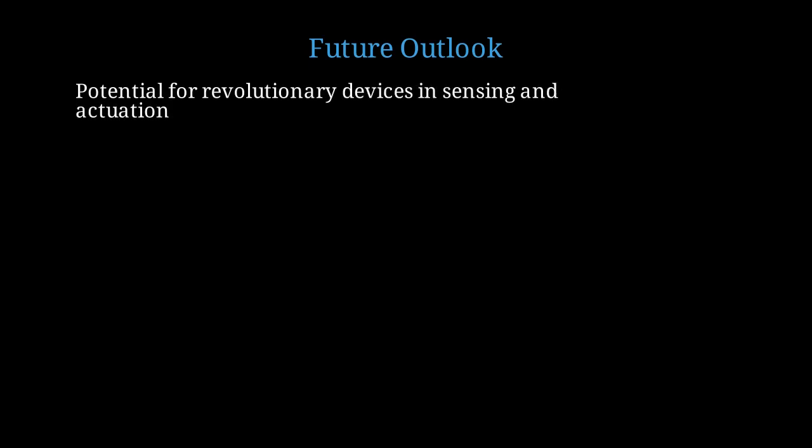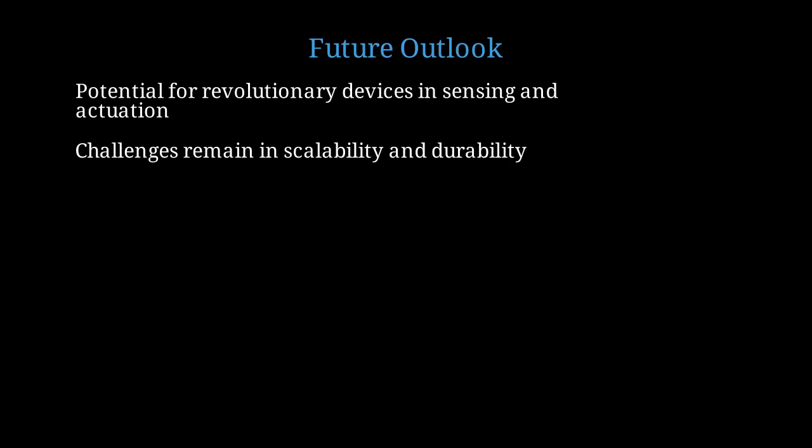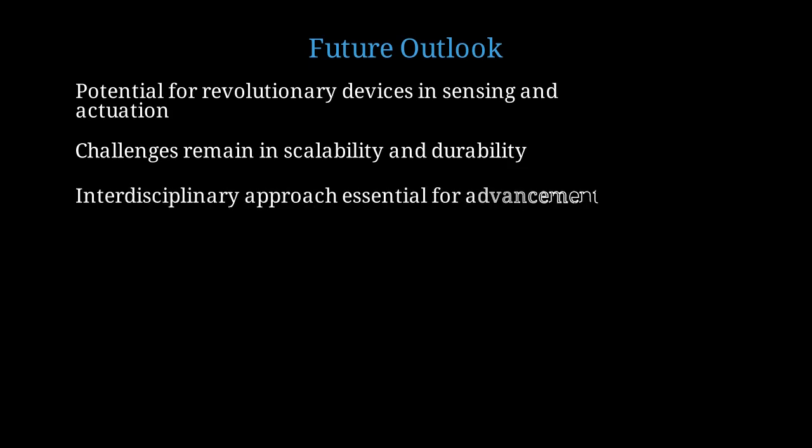Looking ahead, auxetic nanomaterials represent a frontier where mechanics, materials science, and nanotechnology converge. The potential for revolutionary devices in sensing, actuation, and energy absorption is immense. We're only beginning to explore the possibilities. Challenges remain in scalability, long-term durability, and integration with existing technologies. But progress is rapid. Advancement requires an interdisciplinary approach, combining expertise in mechanics, materials science, fabrication, and device design.